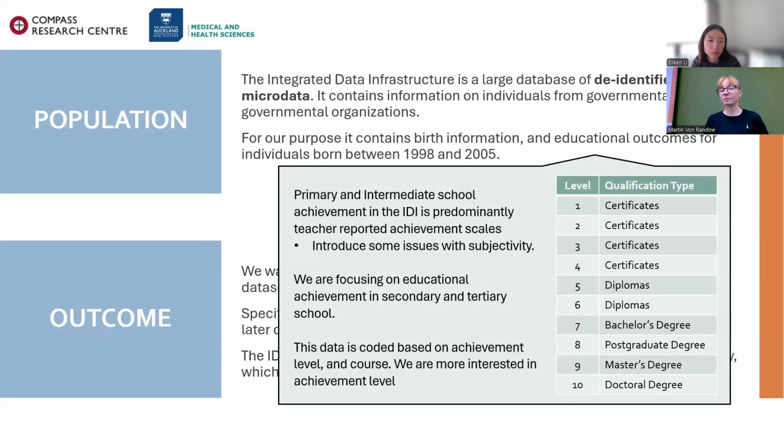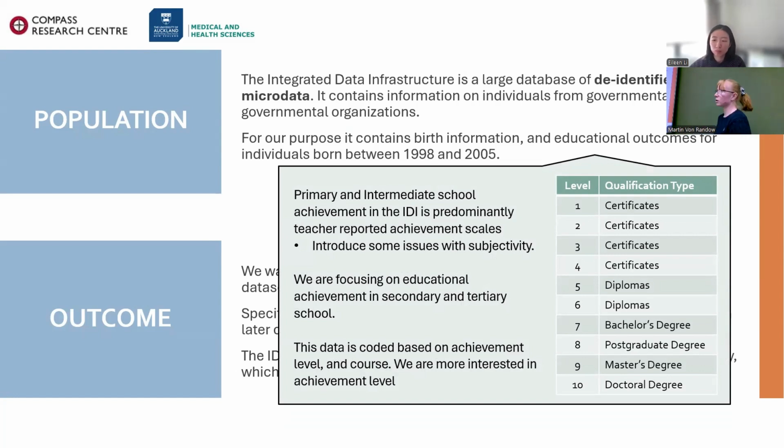Now, our educational outcomes. For primary and intermediate school, the achievement is predominantly teacher reported, and so it just introduces some issues with subjectivity, and the results aren't particularly comprehensive. So we are going to focus on educational attainment in high school and tertiary education. And we're using achievement level and course, but mainly achievement level.